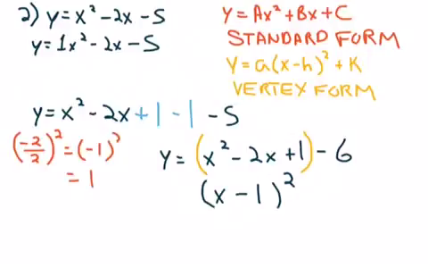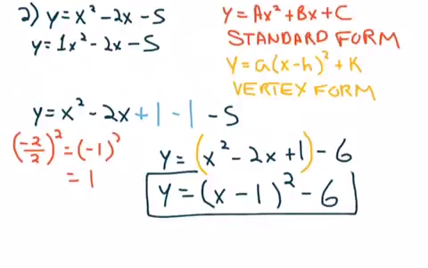And now if I rewrite my expression, I have y is equal to (x minus 1) squared. So I just bring the y down, the equal sign down. I haven't changed my 6, so I'm just going to leave that 6 minus 6 on the end. And there we go. We've rewritten our expression in standard form, or in vertex form. So this is in vertex form. Now this expression is the same as this expression.